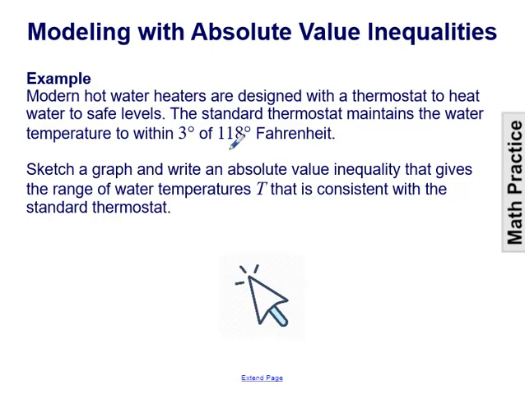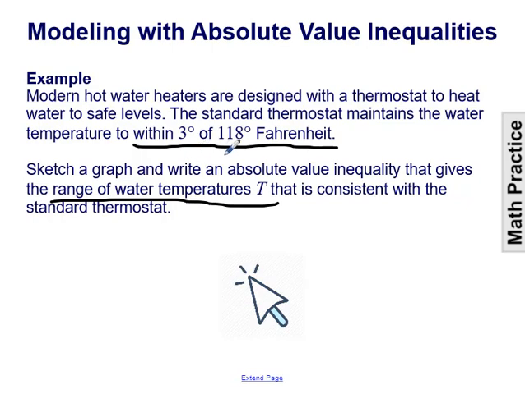The standard thermostat maintains the water temperature to within 3 degrees of 118 degrees Fahrenheit. So we need to sketch a graph and write an absolute value inequality that gives the range of the water temperature T so that it's consistent with the standard thermostat.